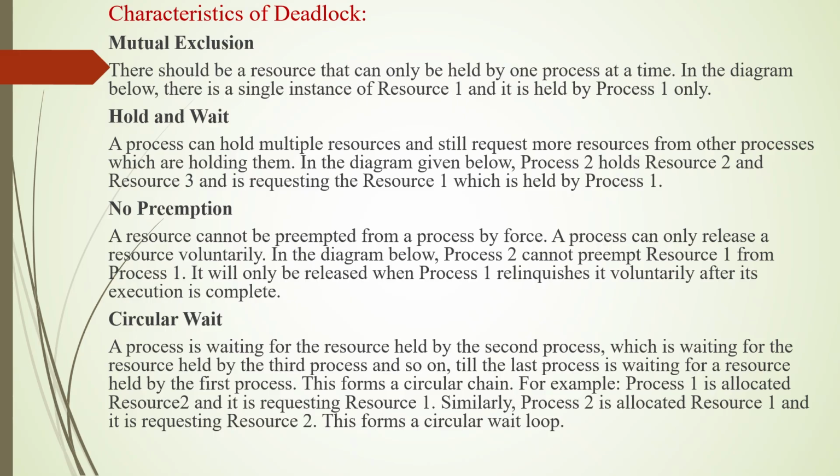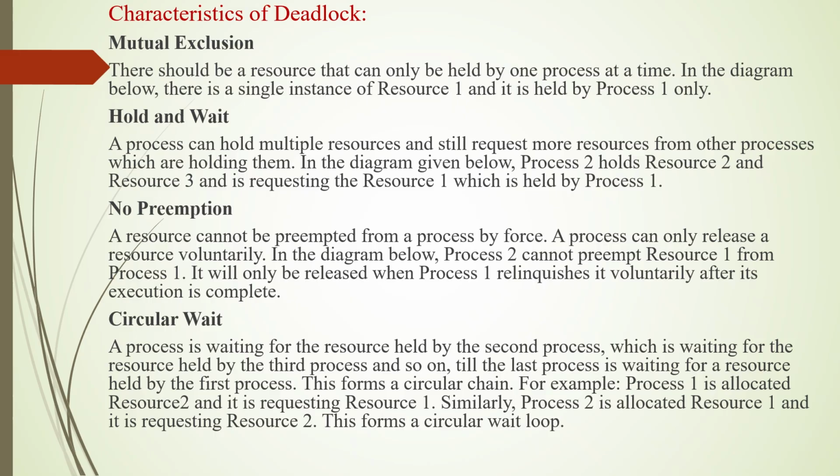The third characteristic is no preemption. This means that a resource cannot be taken away forcefully from a process. A resource can only be released by the process after it completes its task. For example, process 2 cannot force process 1 to release resource 1. It must wait until process 1 finishes its execution and releases the resource.